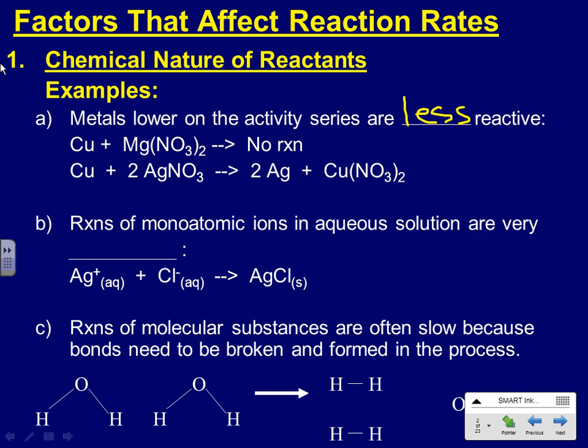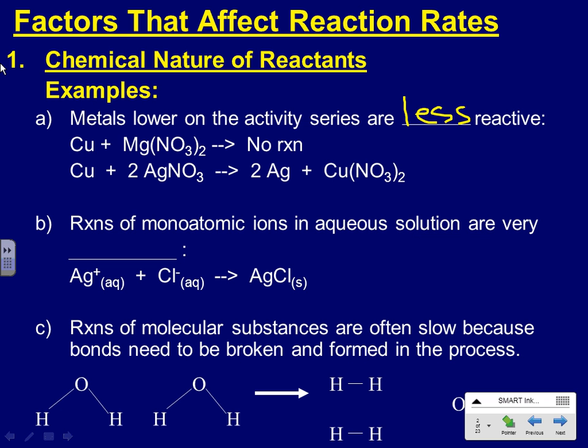Another example of the nature of the chemical reactants: reactions of monatomic ions in aqueous solutions are very, and I think we might have some idea on this. We've seen some precipitation reactions. When we did our double displacement reactions, we would have taken our little eyedroppers and put a few drops of silver nitrate and a few drops of sodium chloride, likely. How long does it take for a precipitate to form when you mix those two reactants together? Anybody remember? How long did it take for the precipitate to form?